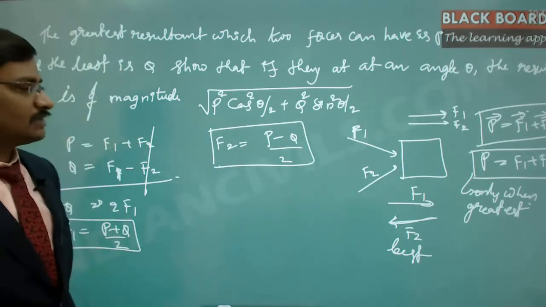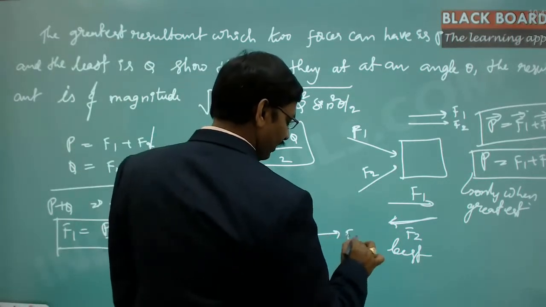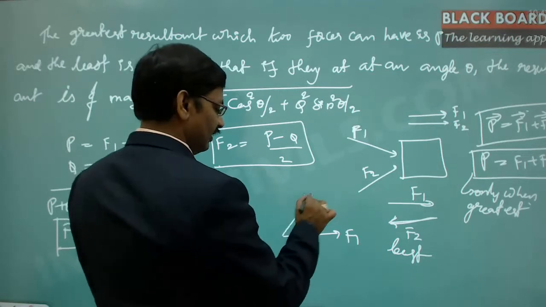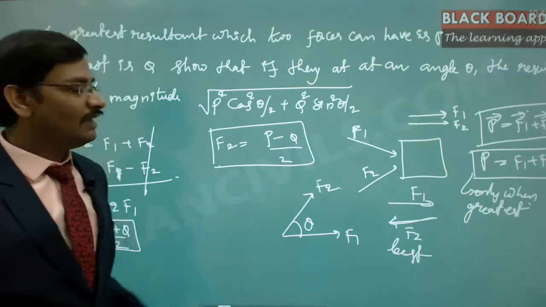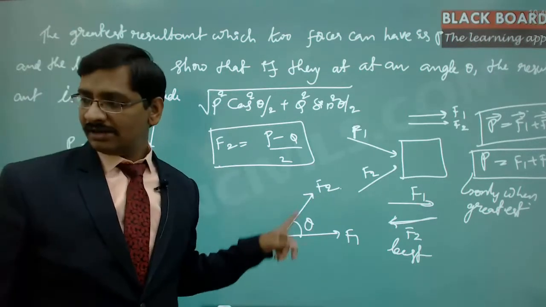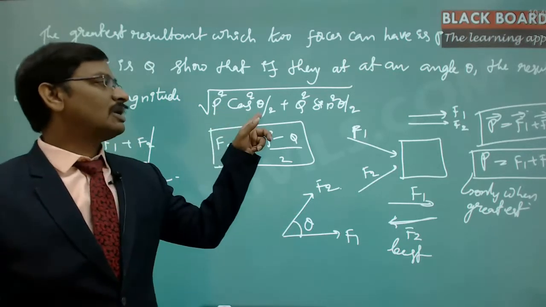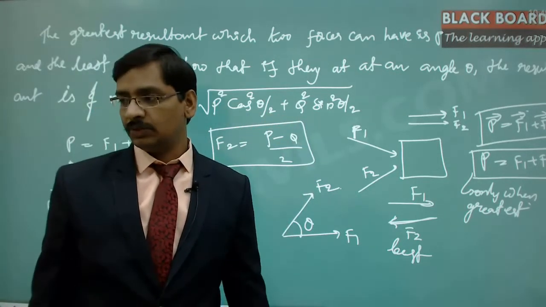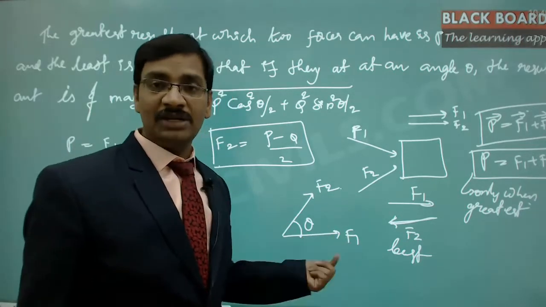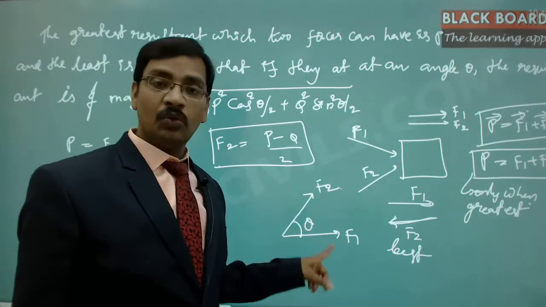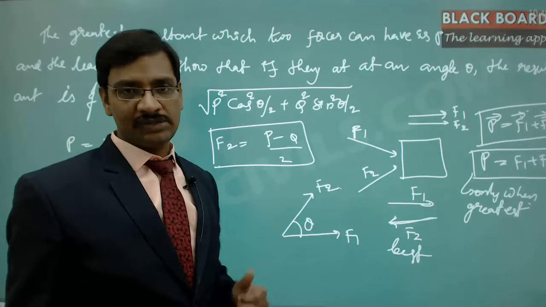Now what he asked was, if the vectors are acting at an angle of theta. Suppose this is the vector F1 and this is the vector F2 and both are acting at an angle of theta, then he asked us to prove that the resultant of these two vectors is equal to the square root of P square cos square theta by 2 plus Q square sin square theta by 2. So you are able to identify F1 and F2 in terms of P and Q, and F1 and F2 are only the magnitudes here. The direction is separated by an angle of theta which was given.